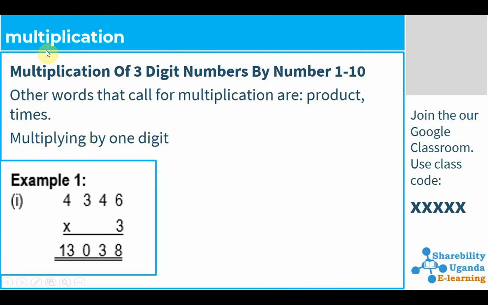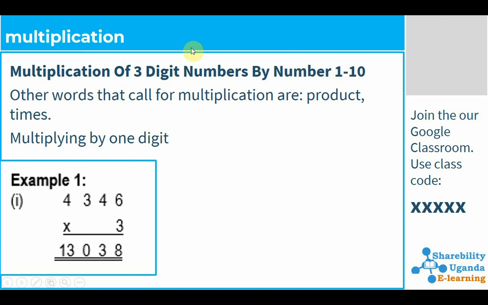Okay, what do they mean when they talk of multiplication? In multiplication, that means we shall be dealing with multiplying numbers, and we see the outcome. We see the product. We see the result. We see the answers. Multiplication of a 3-digit number by number 1 up to number 10.